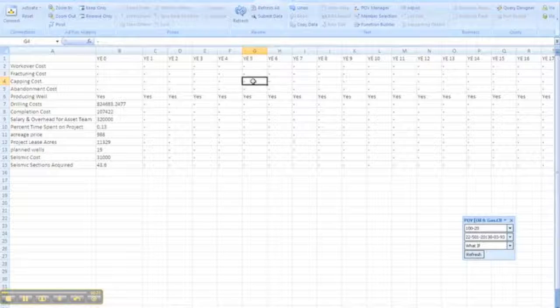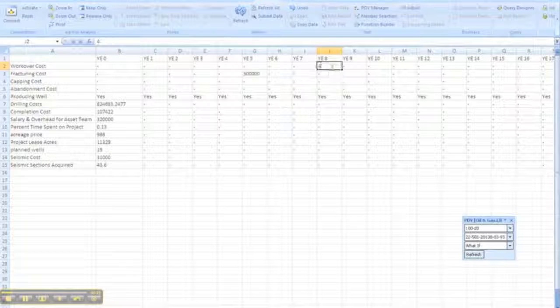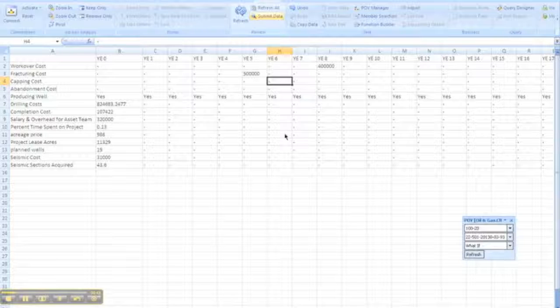But I'm pretty sure that if I say that in year 5, I'm probably going to do a $500,000 frac job on that well, and then in year 8 I'm probably going to do another mechanical workover, like swap out some manifolds, adding up zeros to that, make it $400,000. I'll submit that back into my model, and live, that's now saved.